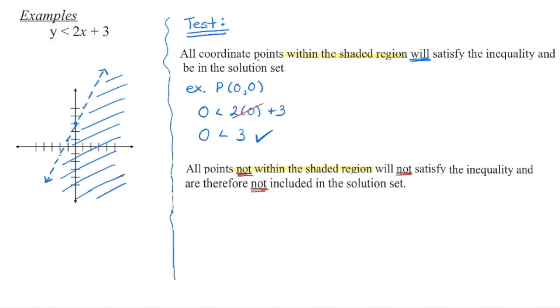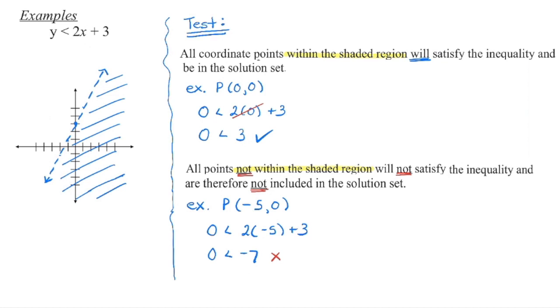If we choose a point in the unshaded region, so for example, let's maybe choose this point of -5, 0. I'm going to substitute in, so my y-coordinate is 0, my x-coordinate is -5, and when we work out this inequality, we end up with 0 is less than -7. That is not a true statement, therefore any point within that region is not going to be part of the solution set.